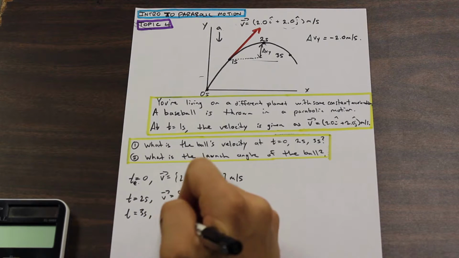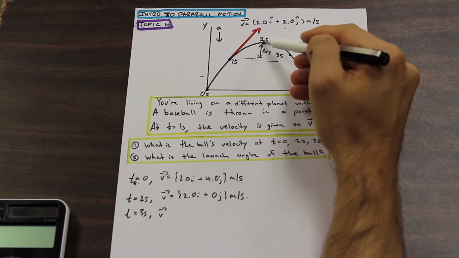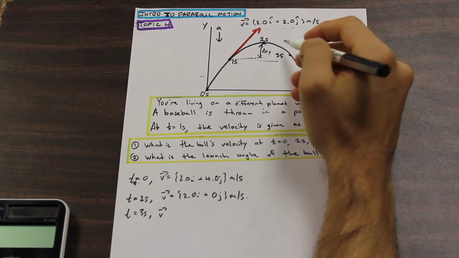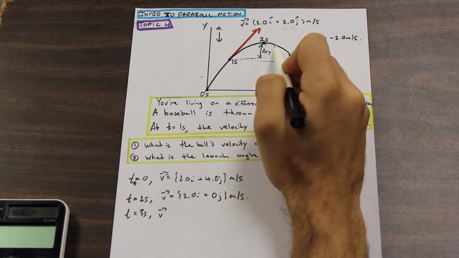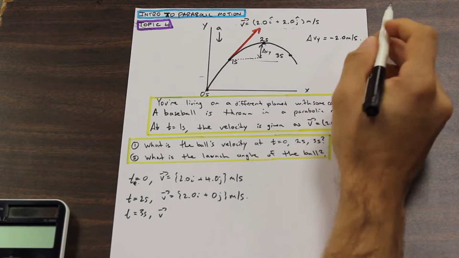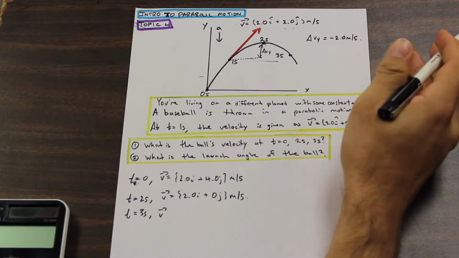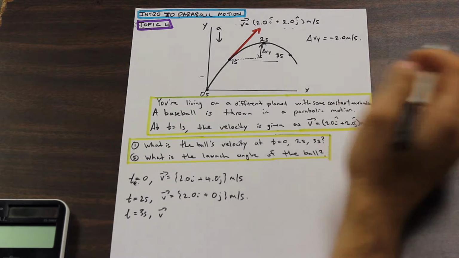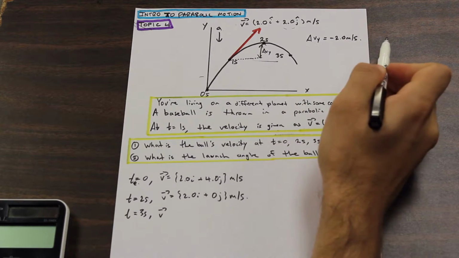Finally, at 3 seconds. What's the velocity at 3 seconds now? We're at 2 seconds, and we are going back down to 3 seconds, so we have traveled 1 second. That means that, since we found that the acceleration is negative 2 meters per second squared, the change in velocity is 2 meters per second.